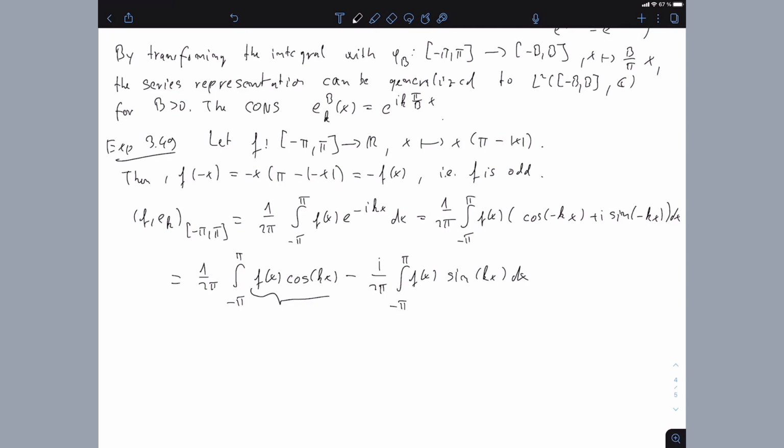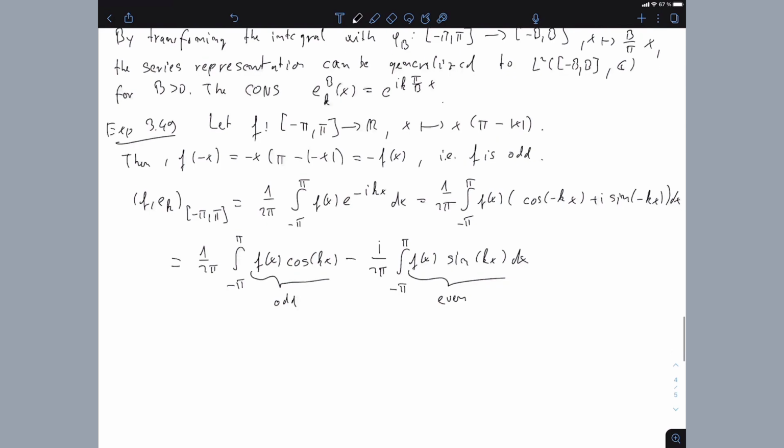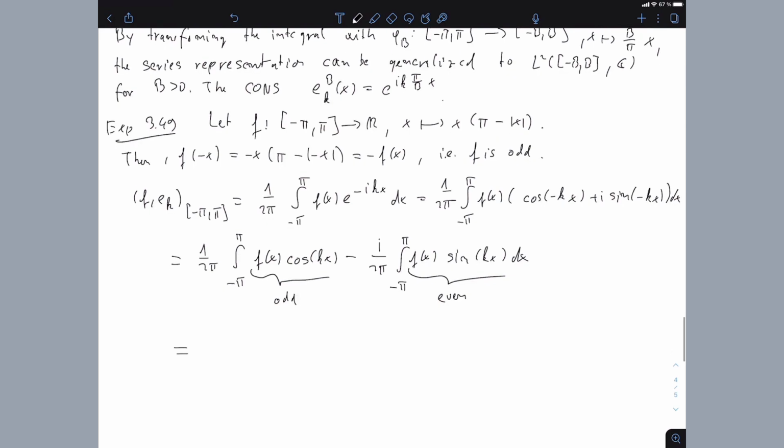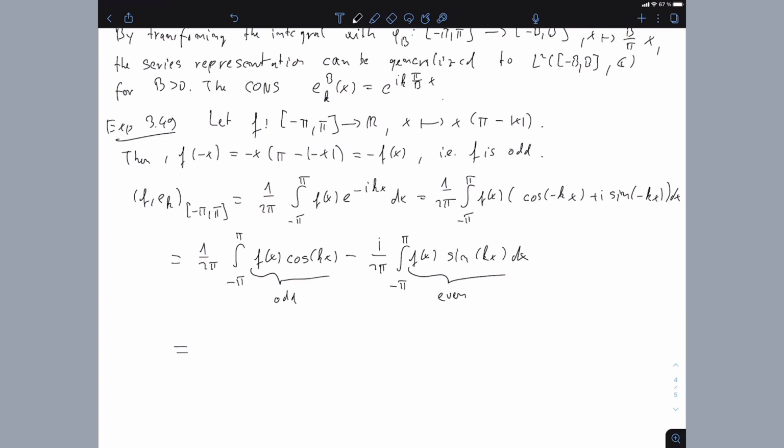Odd, even, or nothing? Yes, this is odd. And what about this? Yes, it's even. And what is the integral of an odd function over a symmetric domain? Yes, this is 0.